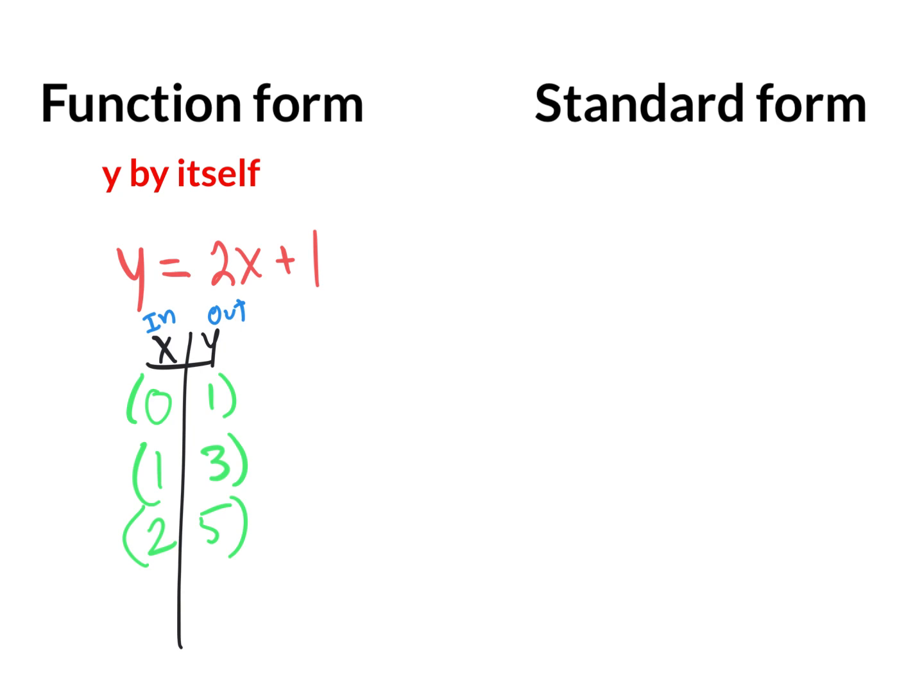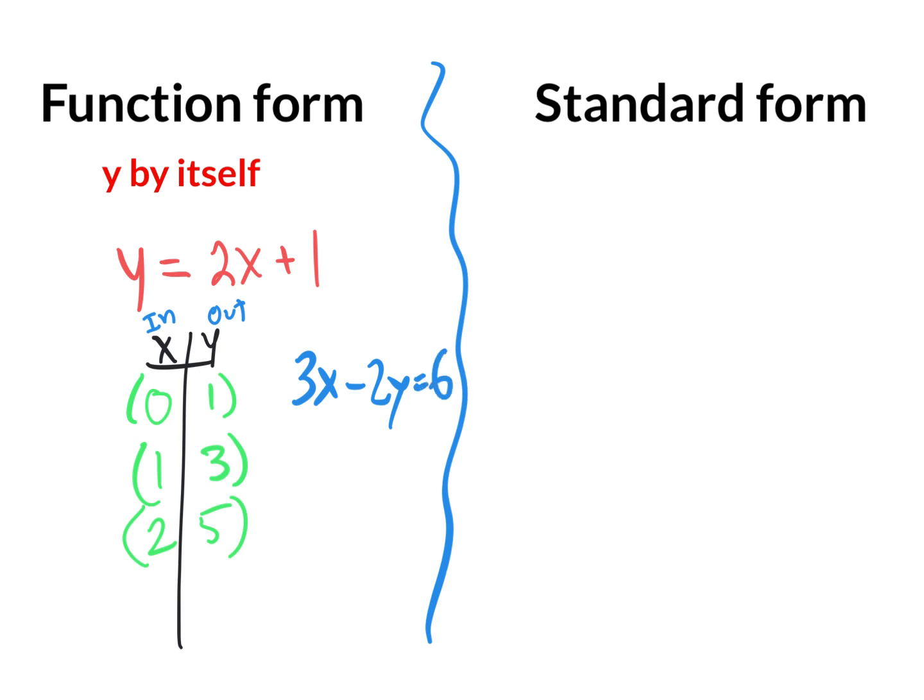Now, there will be times where they will ask you to rewrite an equation, like 3x minus 2y equals 6. That equation is definitely not in function form, and they're going to tell you to rewrite it in function form. I apologize for the mess, but here are the instructions. Rewrite in function form. So you want to get y by itself. Remember, function form means y by itself. So you're going to get this y by itself by getting rid of the 3x. So you would subtract 3x from both sides.